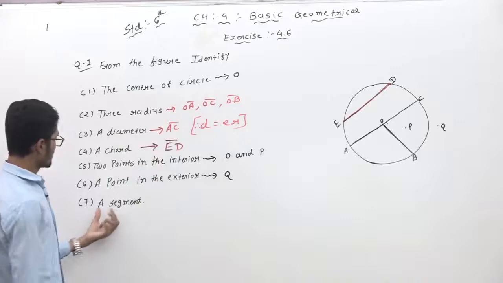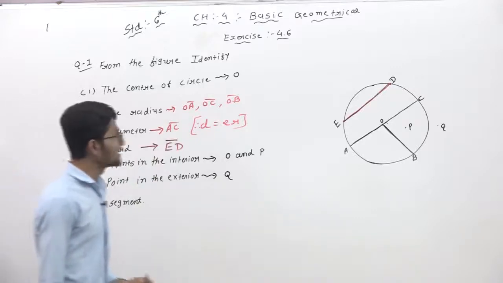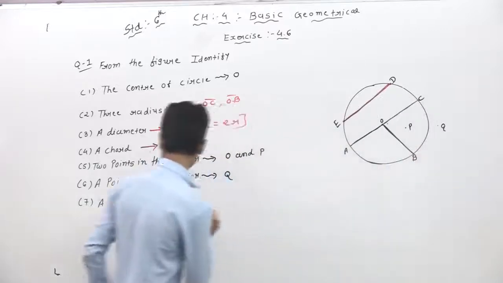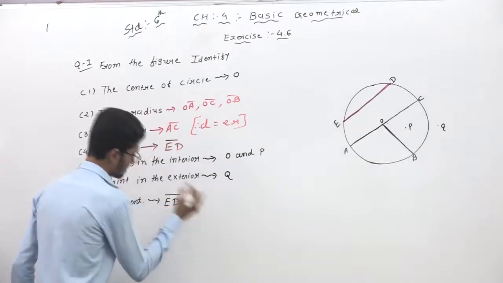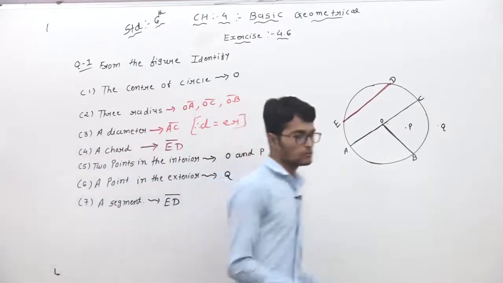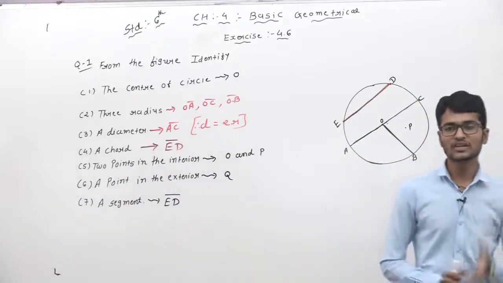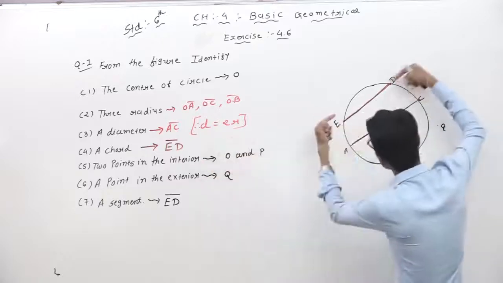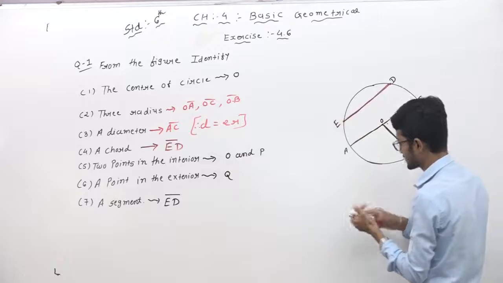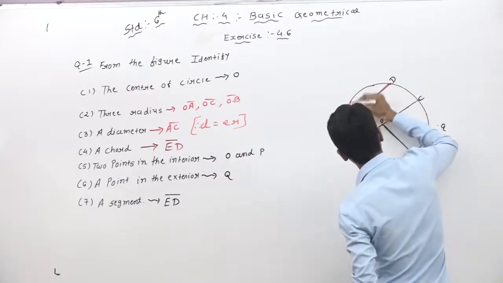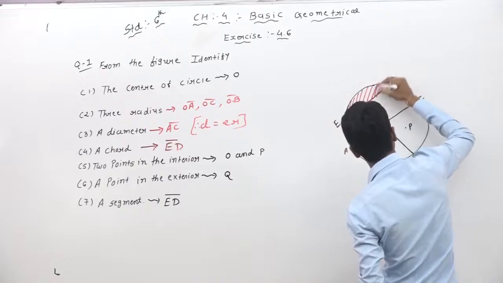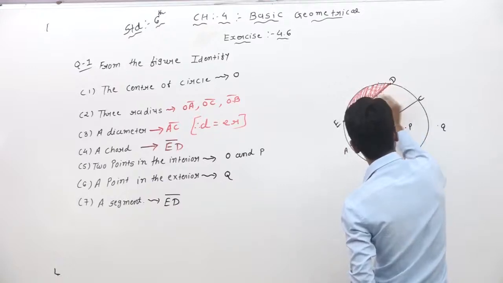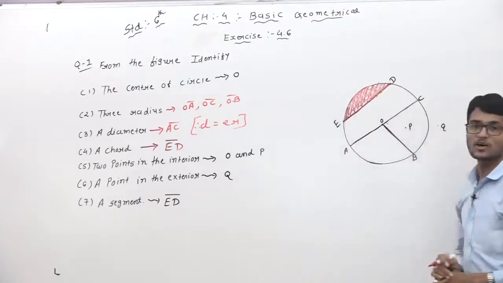Right? And then a segment. Here is the segment. Dear students, the segment is ED. So now students, the chord is ED and the segment is also ED. Chord means the end points joined, but a segment relates to the interior portion, the covered portion. The covered portion is called a segment. This red portion is our segment.